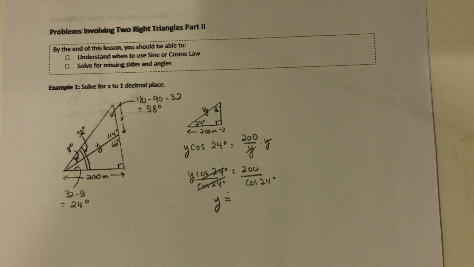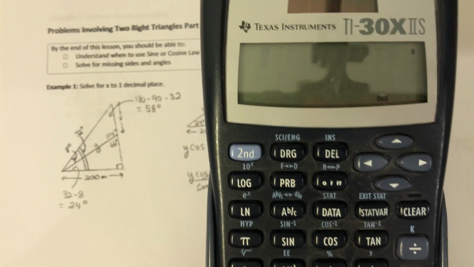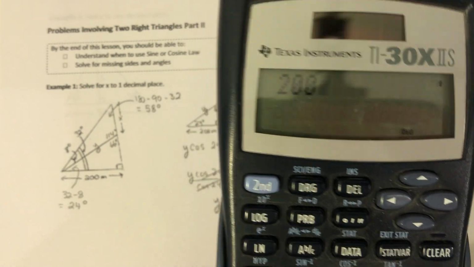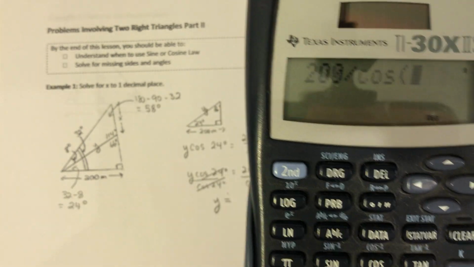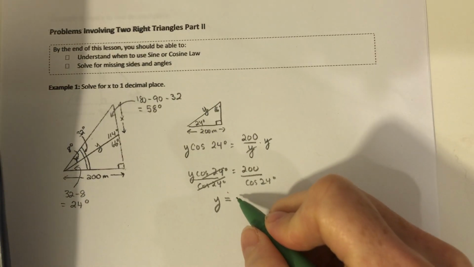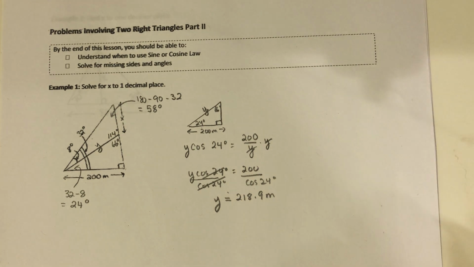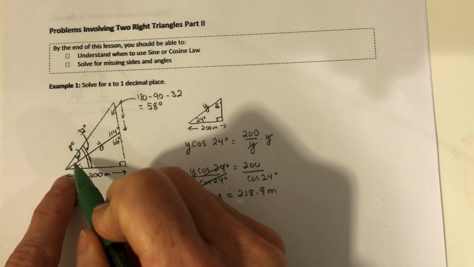Now we are going to round. And again, remember how to do this on your calculator. You will just put in 200 and you'll divide it by cos 24. And that gives us 218.9 meters. That's the approximate answer for y. So now we have this here.